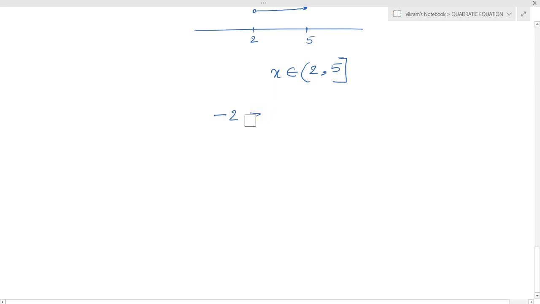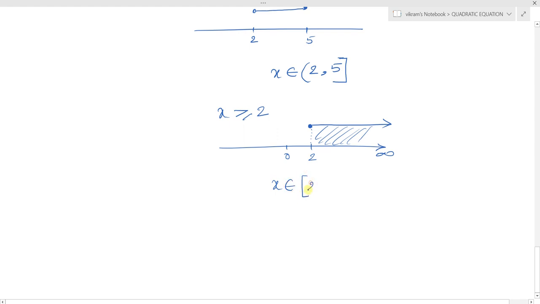So for example, if we consider another condition, x greater than minus 2, or otherwise simply consider it as x greater than or equal to 2. What is x greater than or equal to 2? Here we have 0 on the real axis and 2, and whenever we have the equal to, we represent it with a closed dot, and it is greater than, so it goes up to infinity. This is the reason we consider it so. So we can represent this as x belongs to 2 closed, since 2 has to be included, comma infinity with an open brace.